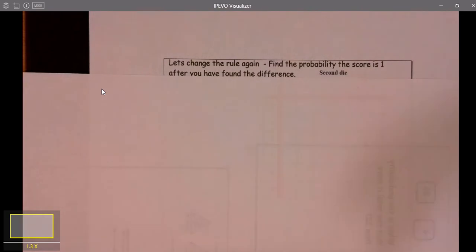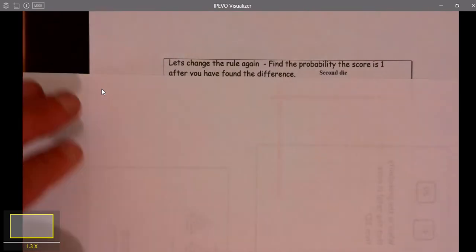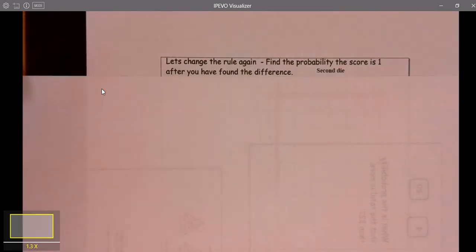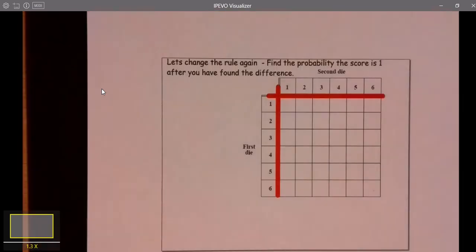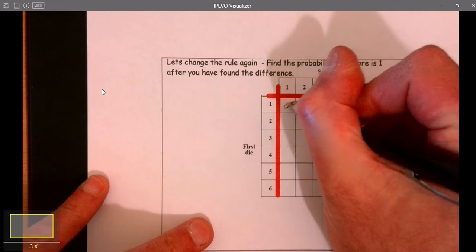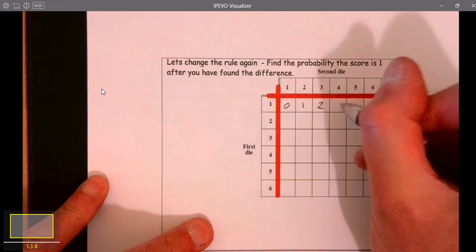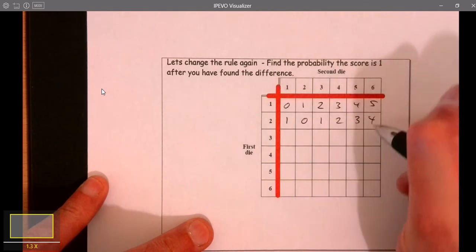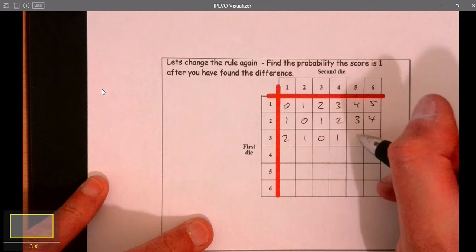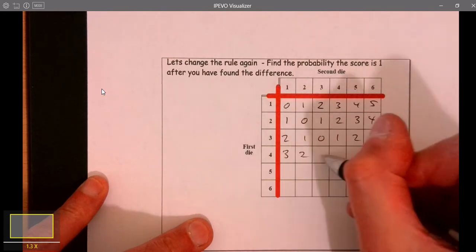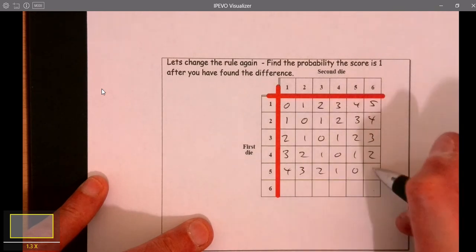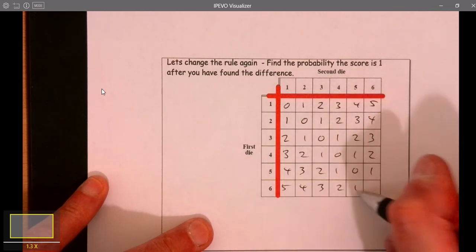It would say, two dice are thrown, find the probability that the score is 1 after you've found the difference. Normally you'd panic and think, oh no, what on earth am I going to do? But actually, all you need to do is draw the table. If you draw the table, it's relatively easy. 0, 1, 2, finding the difference of these numbers. 4, 5, 1, 0, 1, 2, 3, 4. 2, 1, 0, 1, 2, 3. 3, 2, 1. You'll notice a pattern that goes on, so after you've done the first couple, you can write them out quite quickly.